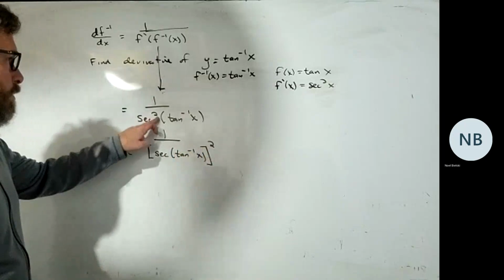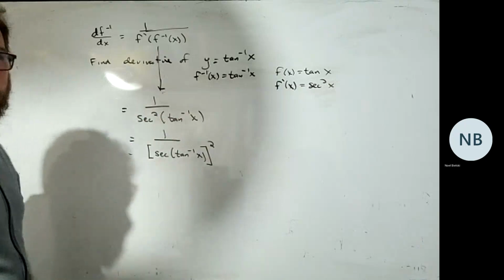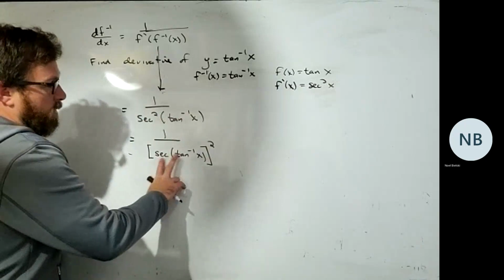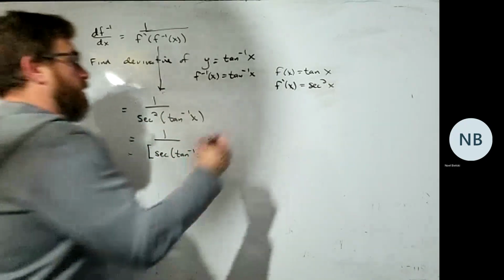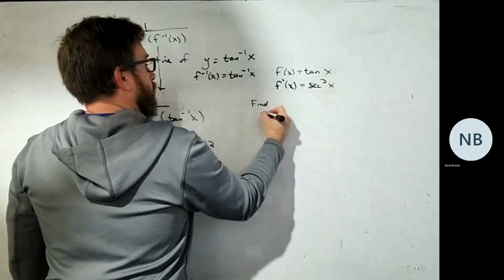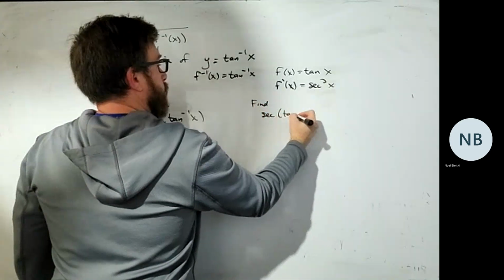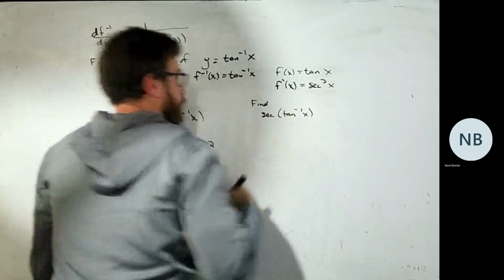That's what it means to be squared. I'm squaring the entire expression. So what I need to do is know what the secant of the tangent inverse is. So let's do it over here and find the secant of the tangent inverse function. We'll do the exact same thing.